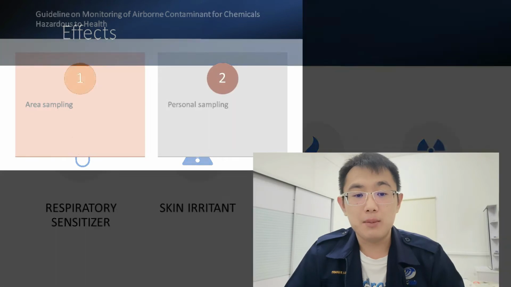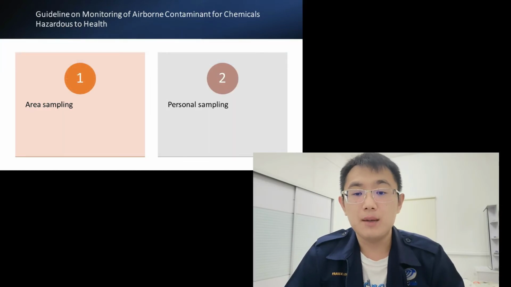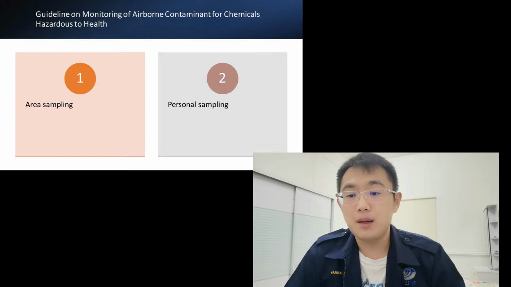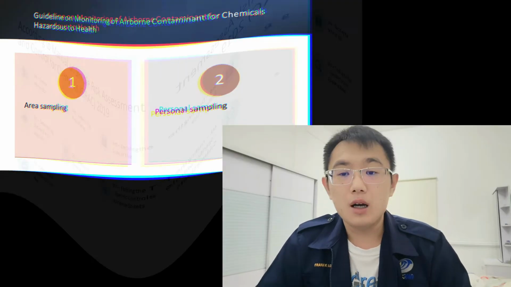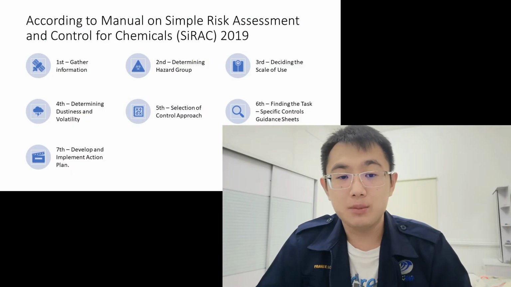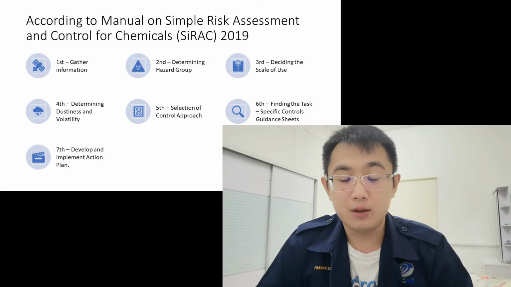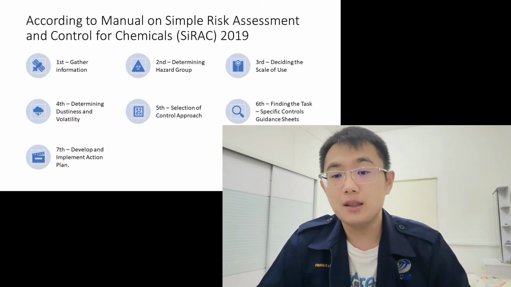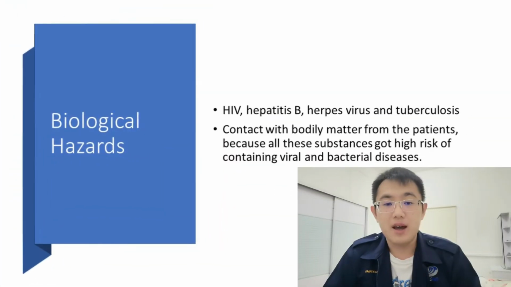Chemicals might cause health effects such as respiratory sensitizers, skin irritants, burns, or poisoning. Therefore, there are 2 types of sampling methods, which are area sampling and personal sampling. For area sampling, the device is located at a fixed point close to the contaminant sources. However, for personal sampling, the worker is attached with the sampling heads within the breathing zone. According to the Manual on Simple Risk Assessment and Control for Chemical, CIRAC 2019, there are 7 steps in chemical risk assessment and control.